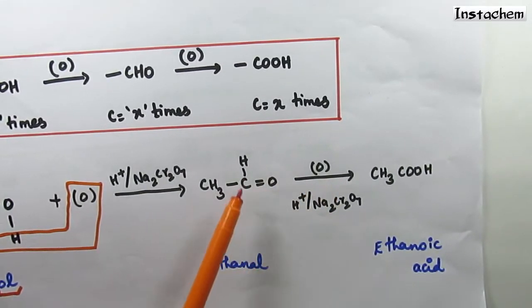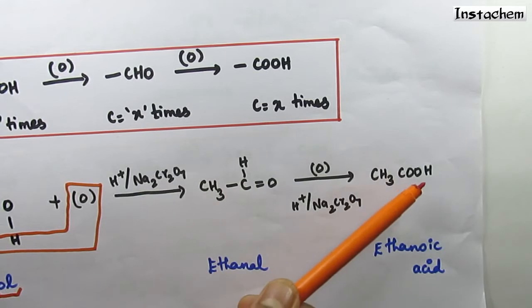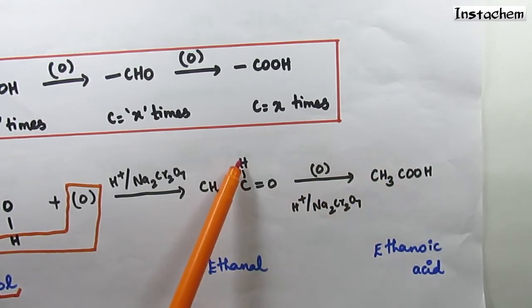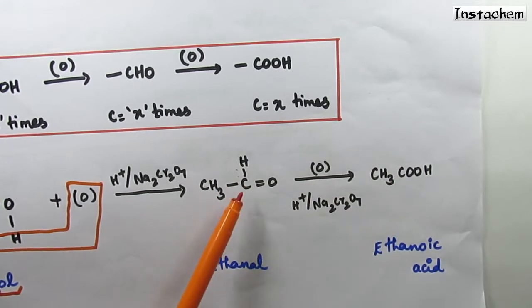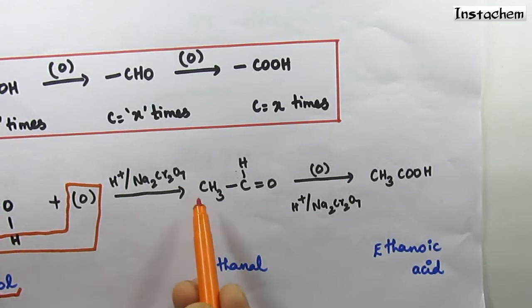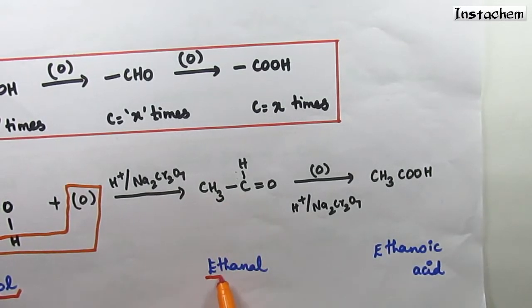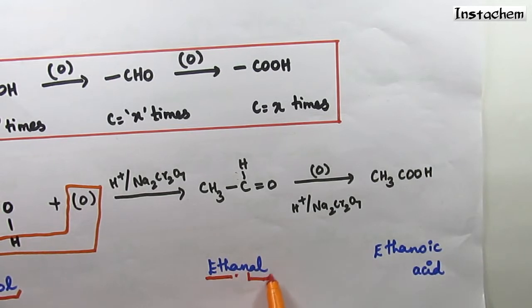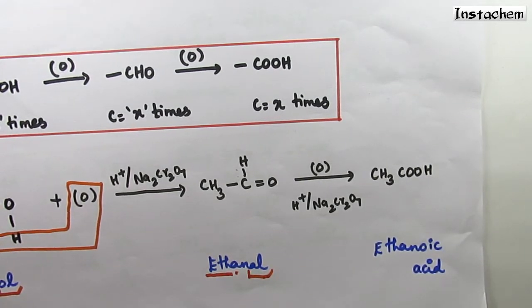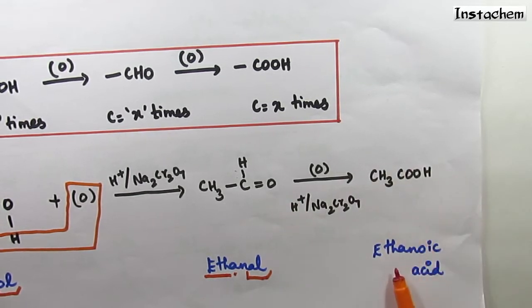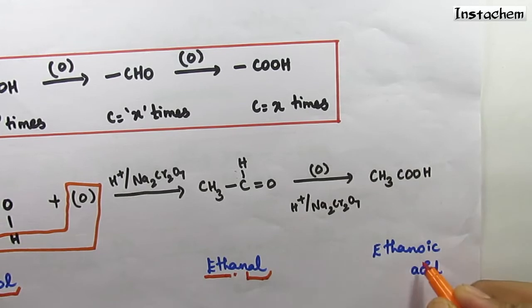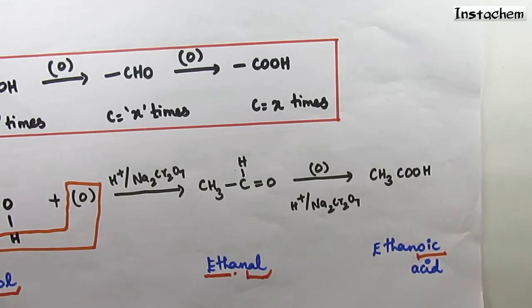Further oxidation of this aldehyde gives acid. Introduce one oxygen in between carbon and hydrogen, and we will get acetic acid. So this is aldehyde. Name of the aldehyde is acetaldehyde. IUPAC name: it has two carbons, so write down root word eth, ane, the last letter e we replace by al, ethanal. And further oxidation gives acetic acid. IUPAC name, ethanoic acid, because acids end with oic.